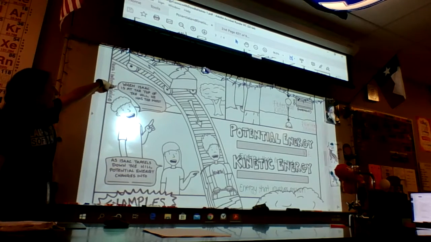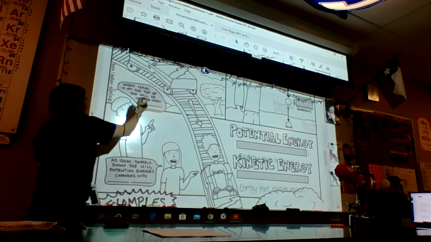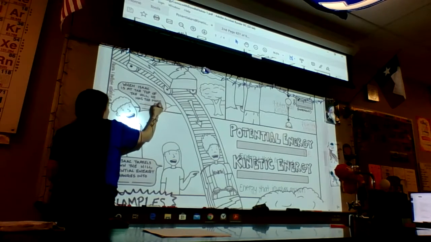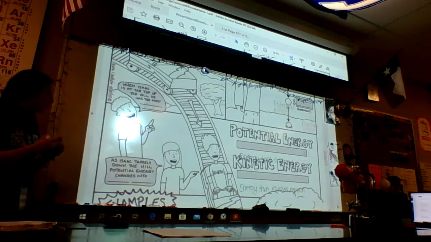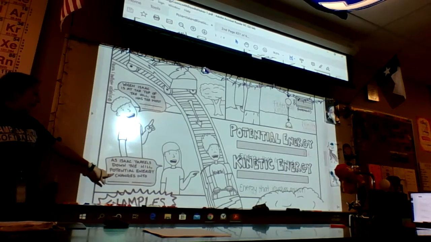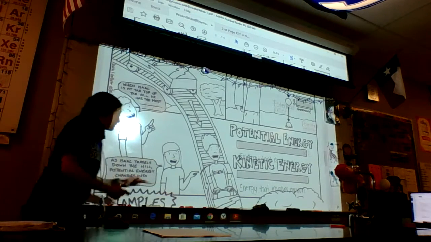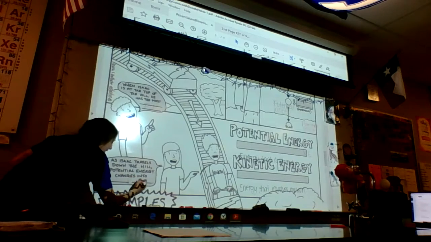When Isaac is at the top of the hill, he has the most kinetic or potential? Potential. Yes, I'm going to put P.E. for potential energy. As Isaac travels down the hill, potential energy changes into kinetic energy. Yes, K.E.